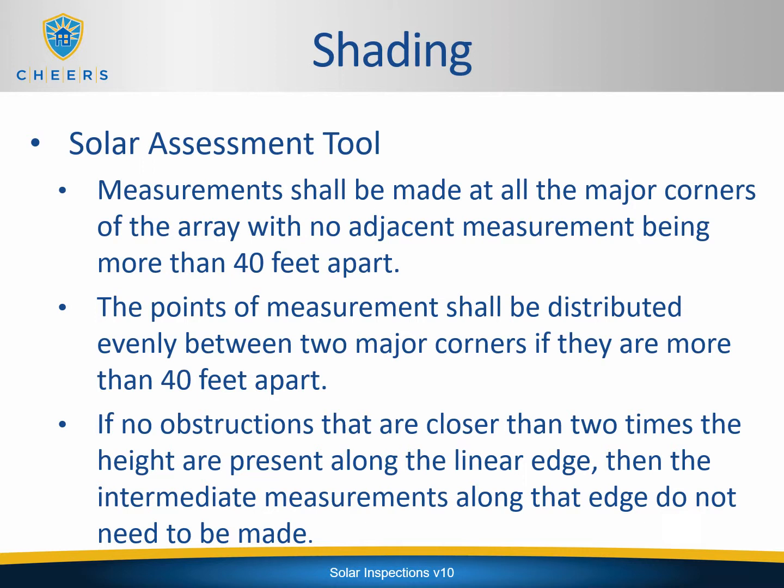Measurements shall be made at all the major corners of the array, with no adjacent measurement being more than 40 feet apart. The points of measurement shall be distributed evenly between two major corners if they are more than 40 feet apart. If no obstructions that are closer than 2 times the height are present along the linear edge, then the intermediate measurements along that edge do not need to be made.